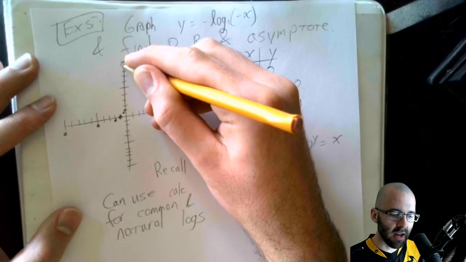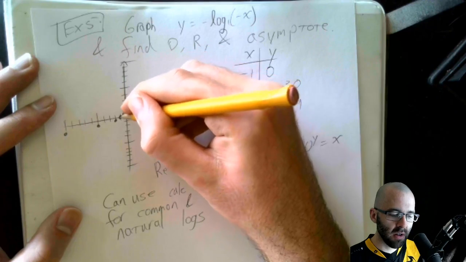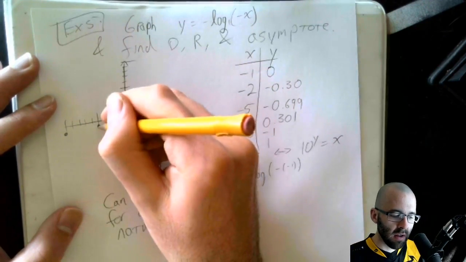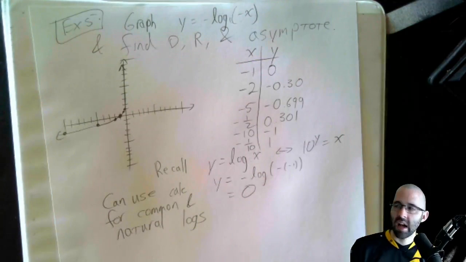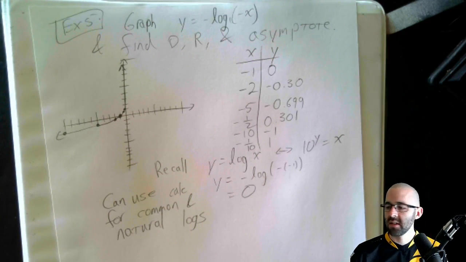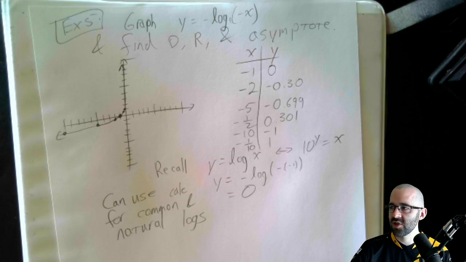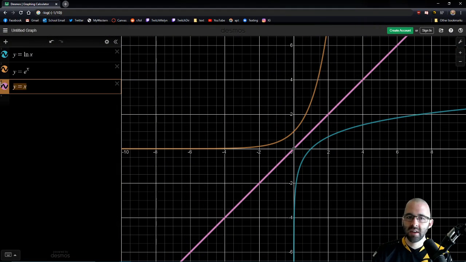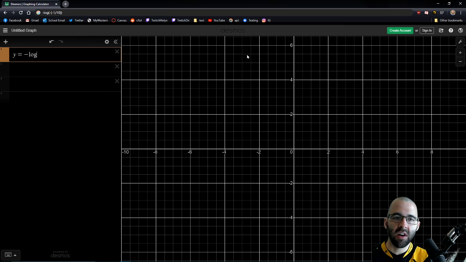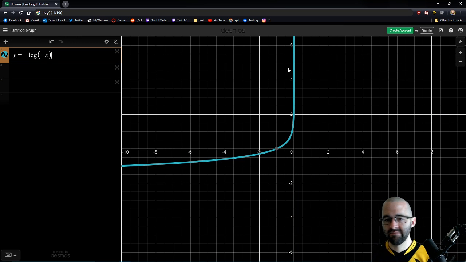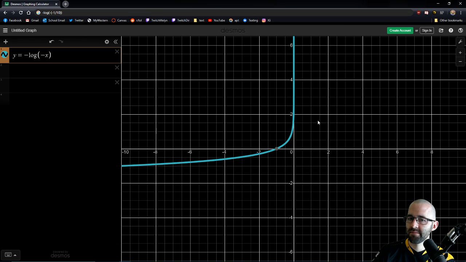So you connect the dots. You still have this asymptote up here. And then it goes along this way, like so. And this is our answer. Again, whenever you're graphing, it's a good idea to check your answer, right? What function do we have here? We have negative log of negative x. Yeah, it looks about like we graphed it. Okay.